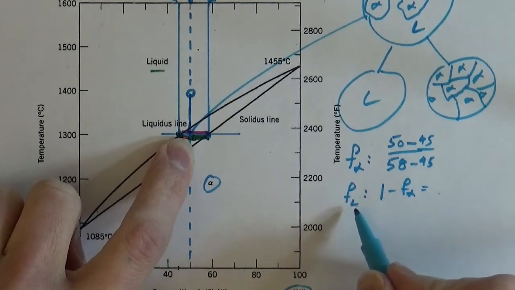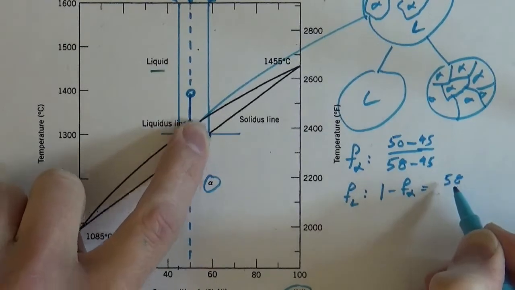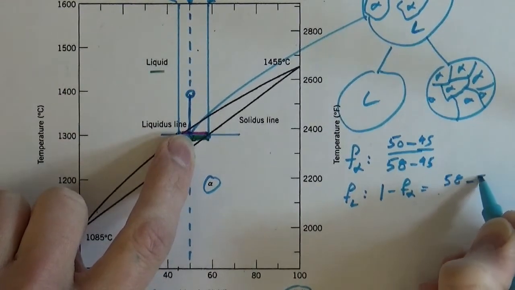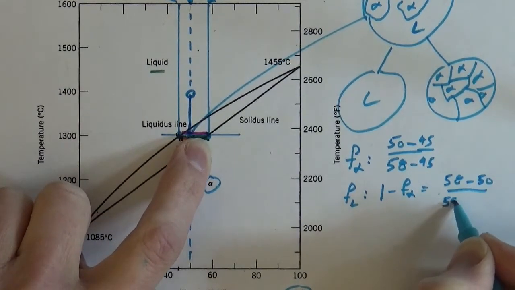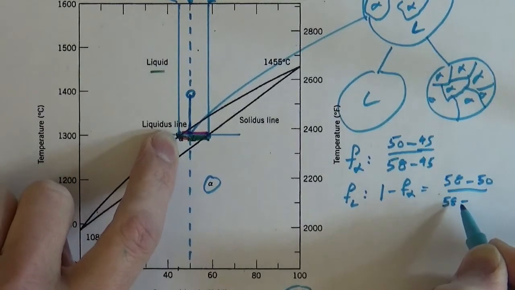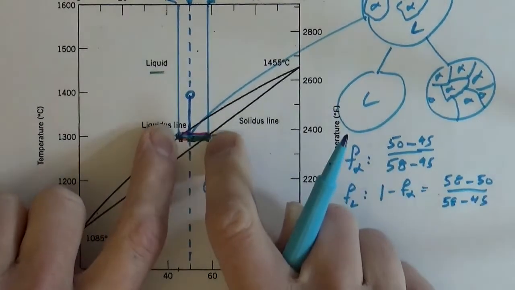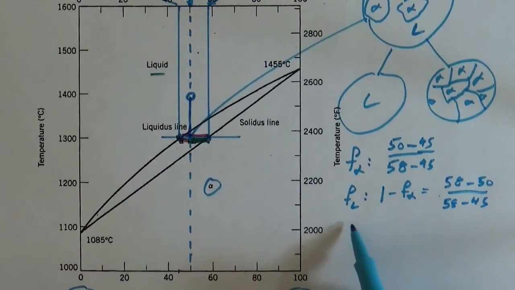So that means that the phase fraction of liquid is going to be 58 minus 50 divided by 58 minus 45. So the total length. And that gives us the fraction of alpha and the fraction of liquid. That's one thing we can get.